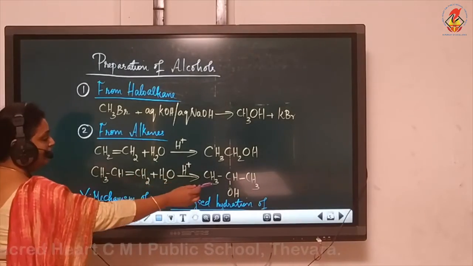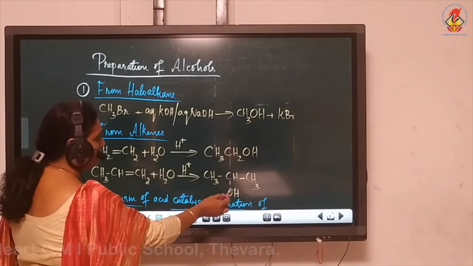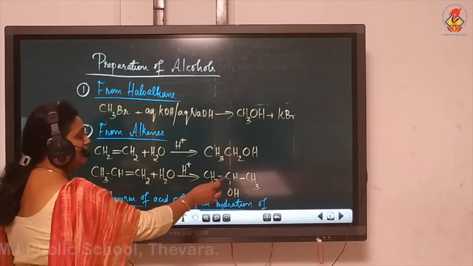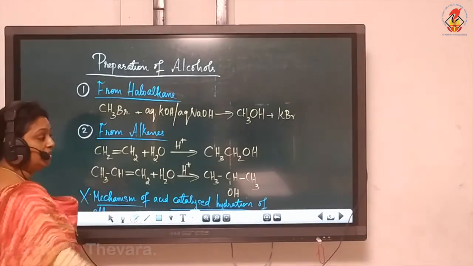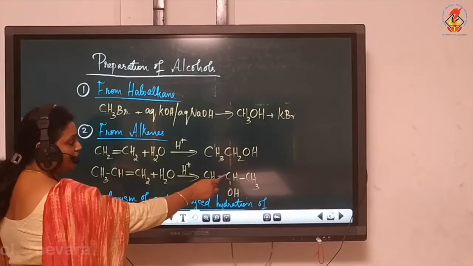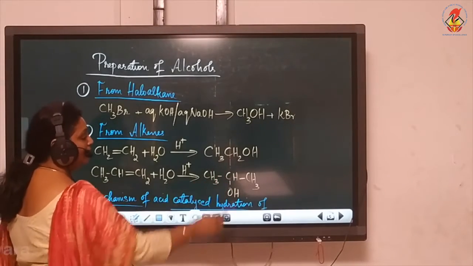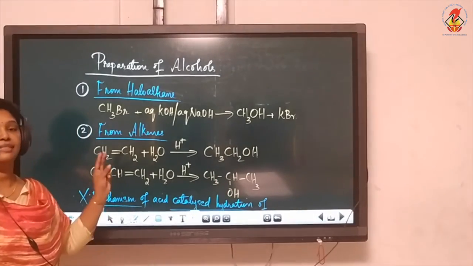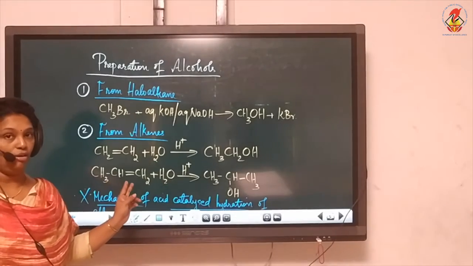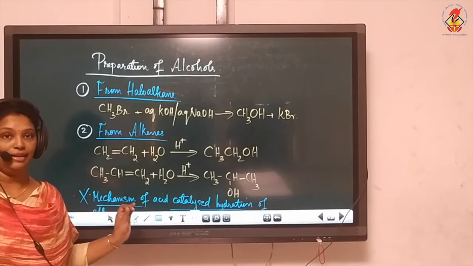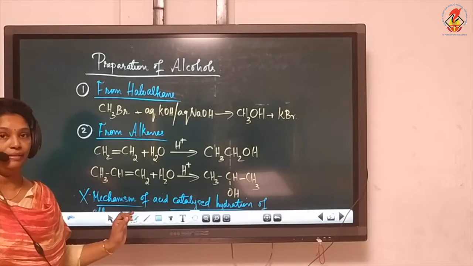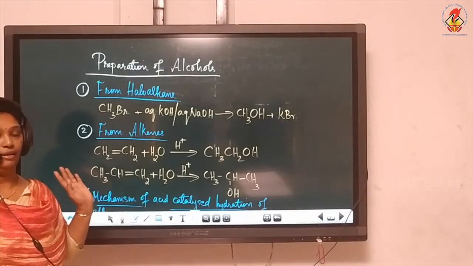So the product we get is CH3, CHOH, CH3. And you can see this is a secondary alcohol. This is a secondary alcohol because OH group attached carbon is attached to two other carbon atoms. So this is the second method for the preparation of alcohol: acid-catalyzed hydration of alkene to form alcohol.